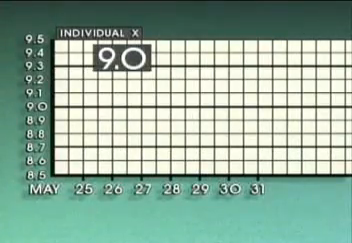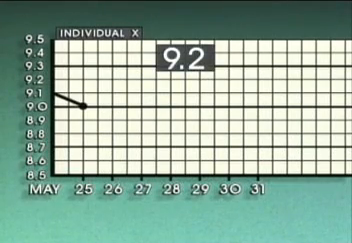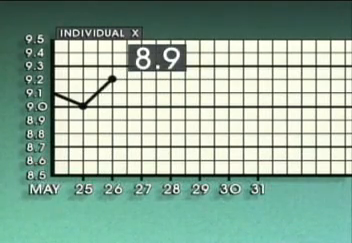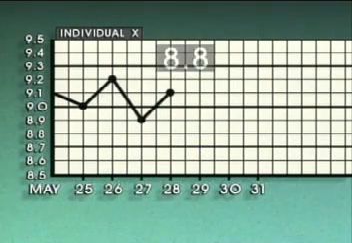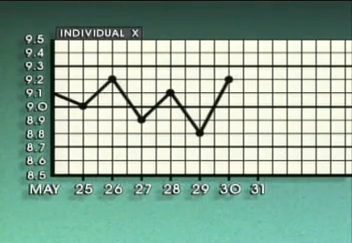An individual X chart is plotted using single samples from the process. The actual value of each sample is plotted directly onto the chart. Individual X charts are typically used to monitor processes where single measurements are taken some time apart.